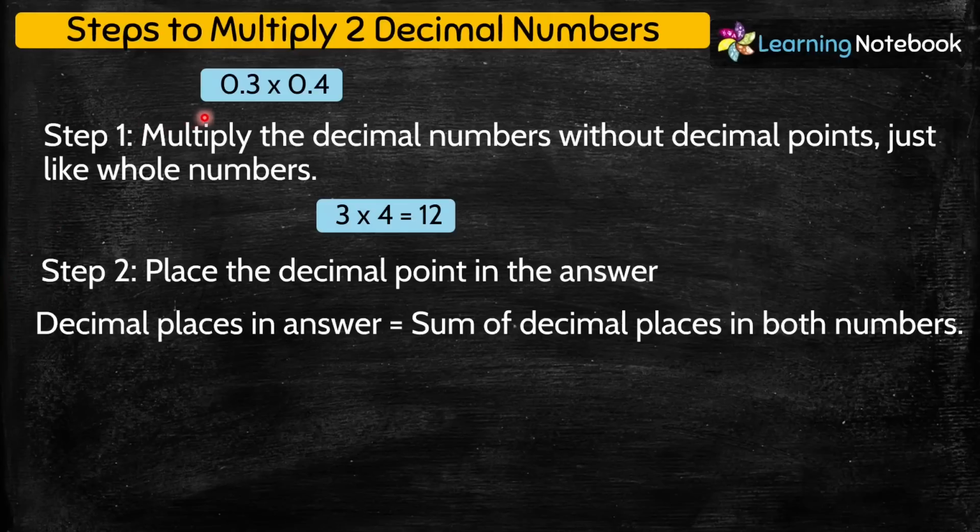Students, look at the decimal numbers. 0.3 has one decimal place and 0.4 also has one decimal place. So in total there are two decimal places. So we will place decimal point after two decimal places. So answer is 0.12.